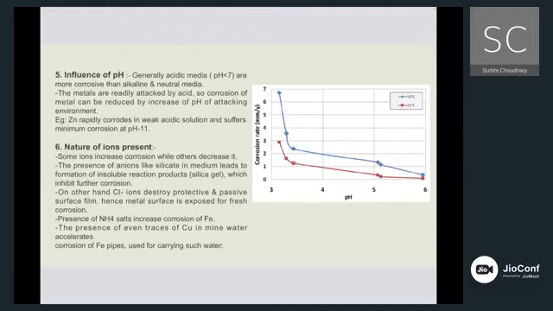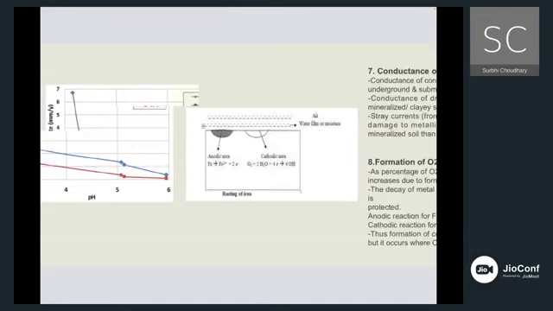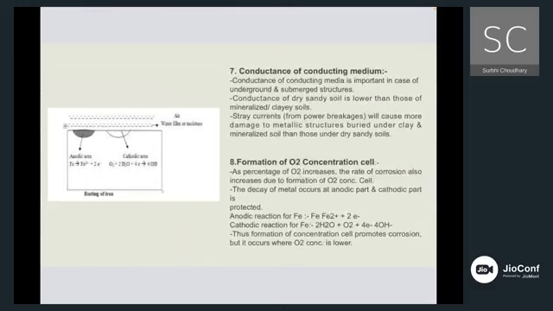Here we can see, I forgot to explain the pH and corrosion rate. Here we can see that the rate of corrosion increases exponentially when the pH decreases to between 3 and 4.